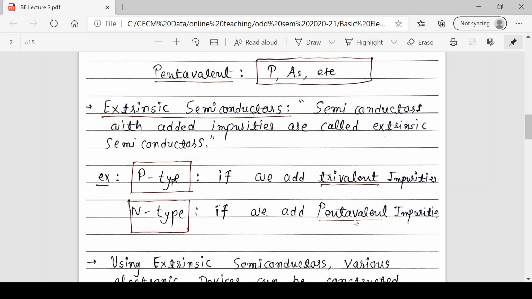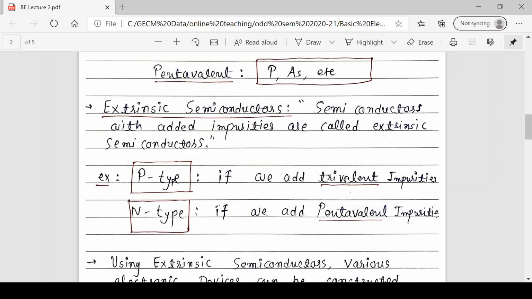Pure semiconductor has 4 valence electrons. So if we add a trivalent impurity to a pure semiconductor, one electron will not get another partner to make a bond. So one covalent bond will be empty, and that will create a hole.